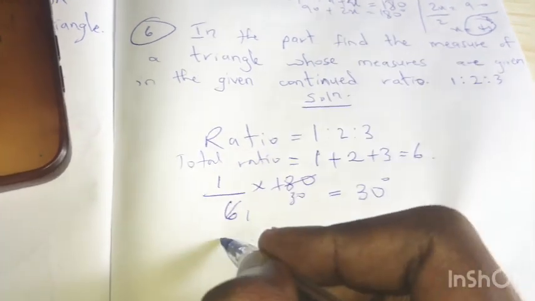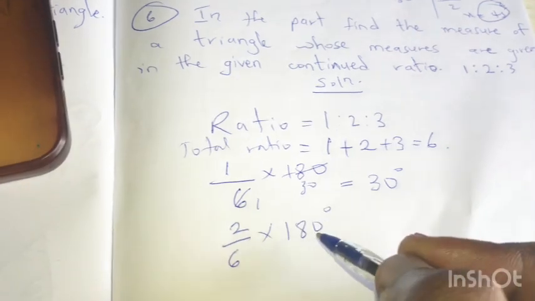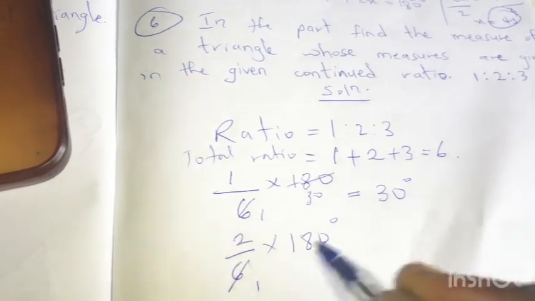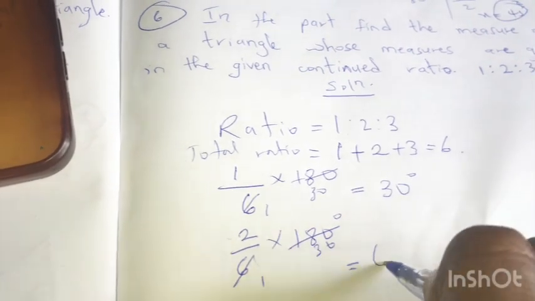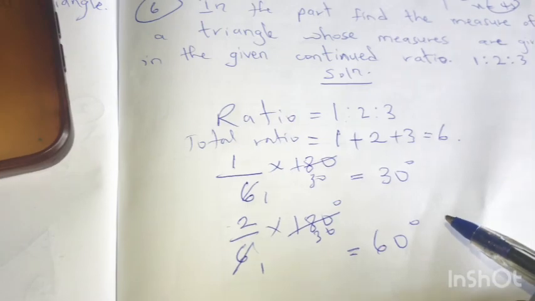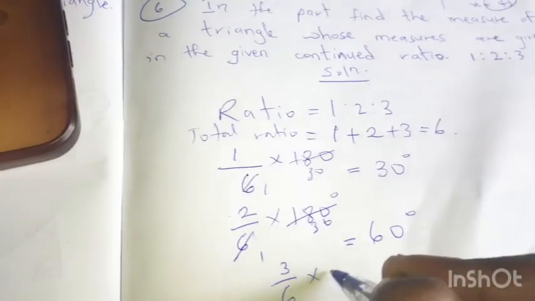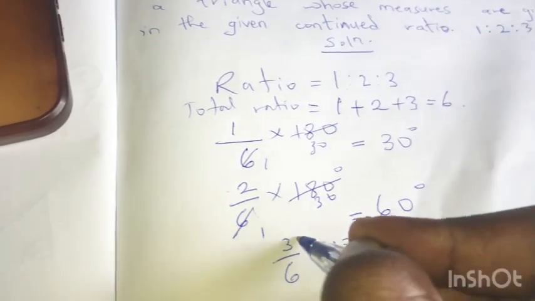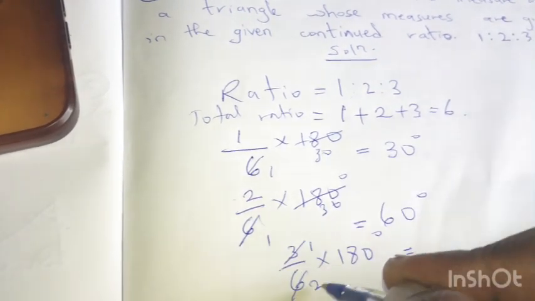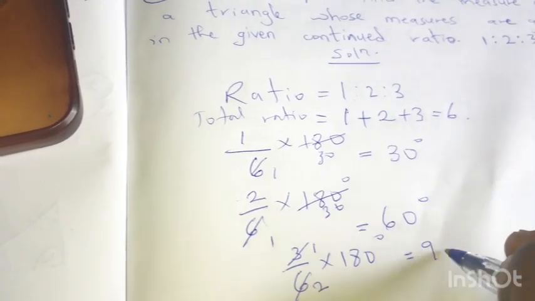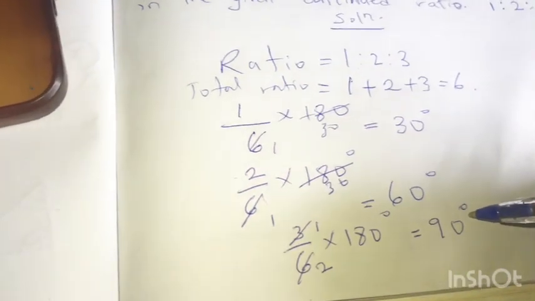2 over the total ratio 6 times 180 degrees. 6 goes into 180, 30. Now 2 times 30 is 60 degrees. Let's do the last one as well. 3 over 6 times 180 degrees. 3 goes into itself once, and into 6, 2. Now 180 divided by 2 is 90 degrees. You can see that when we add 30 plus 60 plus 90, we get 180.